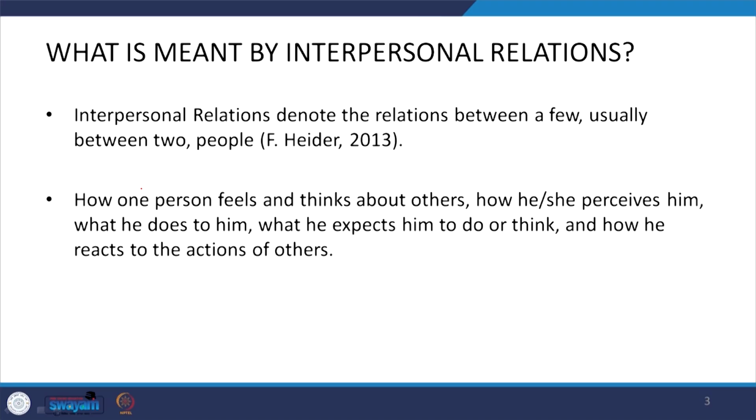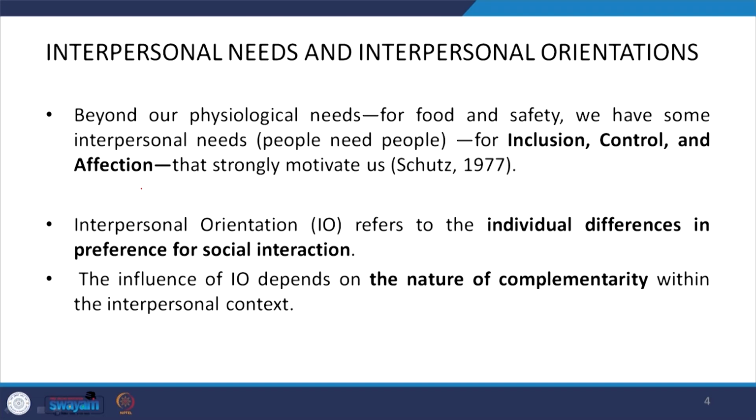First, we will try to understand what is meant by interpersonal relations. Interpersonal relations denote the relations between a few, usually between two people. Normally, whenever we talk about interpersonal, it is between two people. According to Heather 2013, it is how one person feels and thinks about others, how he or she perceives them, what he does to them, what he expects them to do or think, and how he reacts to the actions of others. So, it is all about the other person: how he thinks, how he will react, how he interacts.